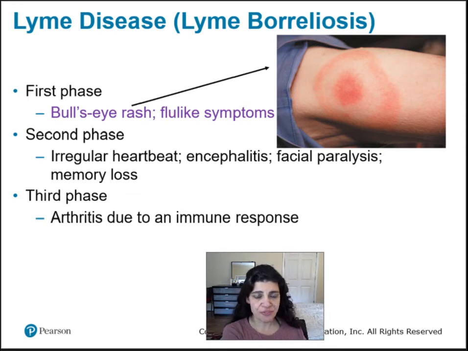In the second phase you can have irregular heartbeat because they move through your cardiovascular system to the heart, encephalitis, facial paralysis, and memory loss. And when they go from the second to the third phase, it's a lot harder to find an effective treatment. But you can also have arthritis due to an immune response in the third phase.